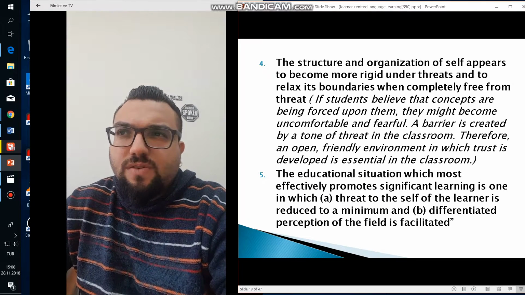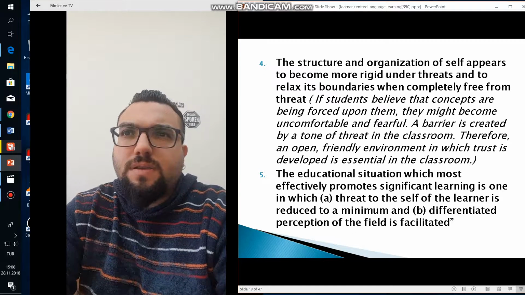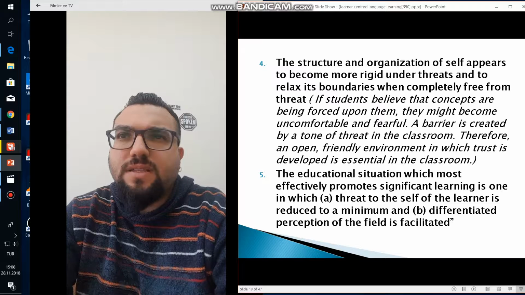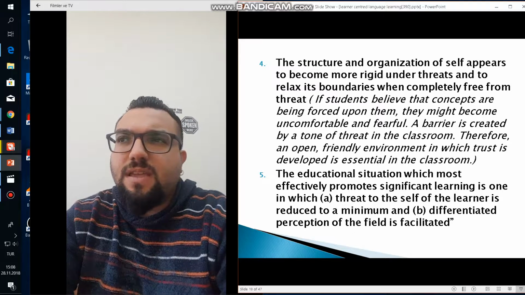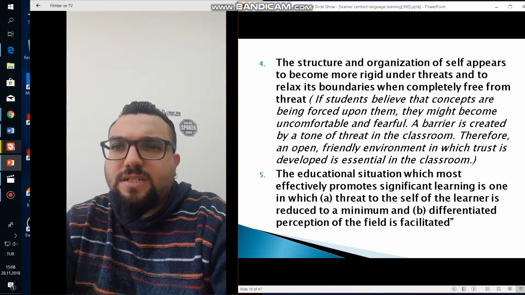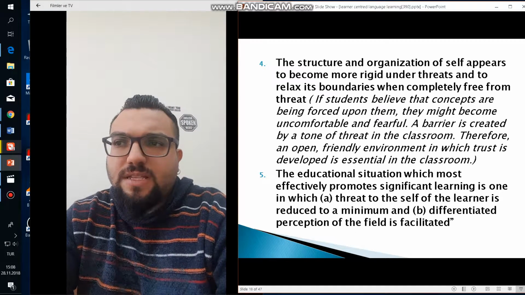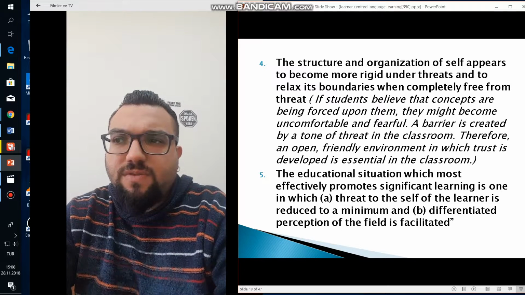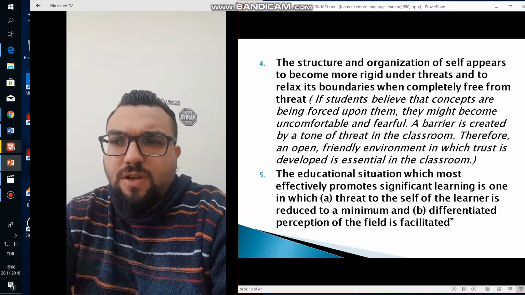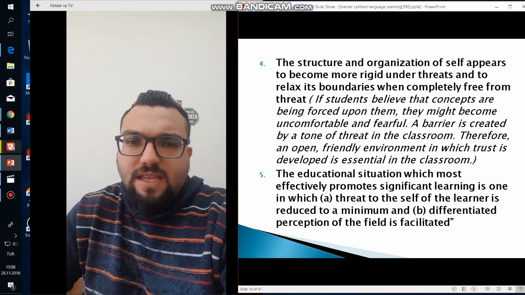The structure and organization of self appears to become more rigid under threats and to relax its boundaries when completely free from threat. The educational situation which most effectively promotes significant learning is one in which threat to the self of the learner is reduced to a minimum and differentiated perception of the field is facilitated.